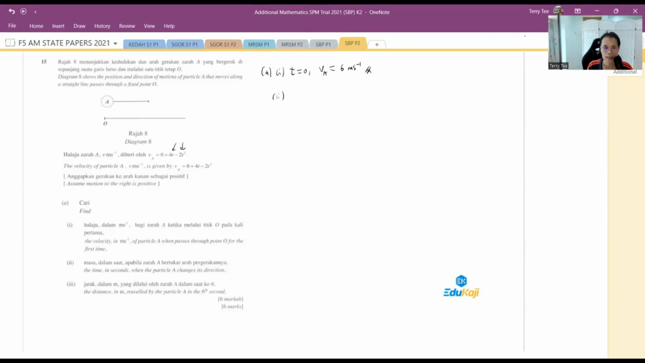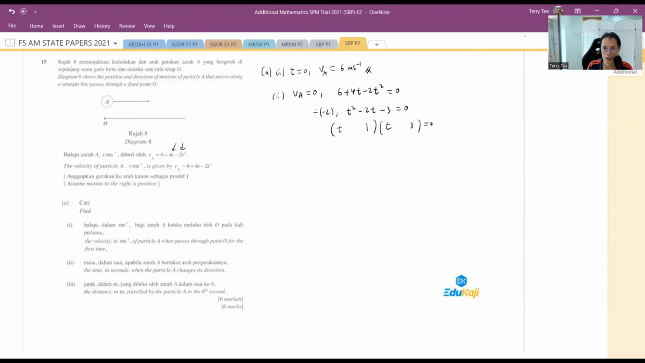Okay, next, find the time when the particle A changes direction. Now, the particle will change direction when the velocity is 0. Okay, so let's take 6 plus 4t minus 2t squared and let it be 0. Now, I need to solve this. It's a quadratic equation, so let's divide by -2. t squared minus 2t minus 3. 6 divided by minus 2 is -3. Let us factorize them with double brackets.